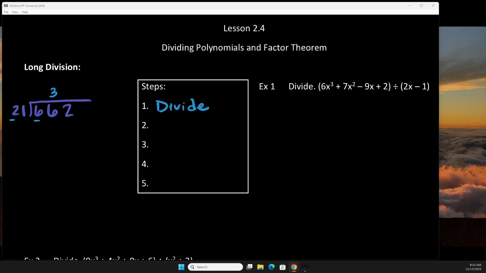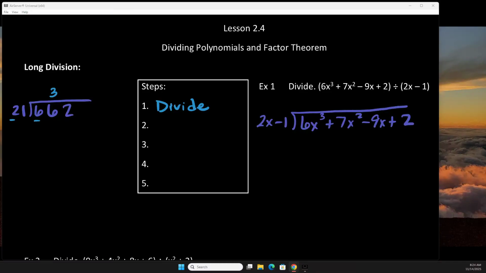All right, so we're going to also do that with polynomials. To set it up, what you're dividing by is going to go in the front. That's called the divisor. What you're dividing into is going to go underneath. That's the dividend.